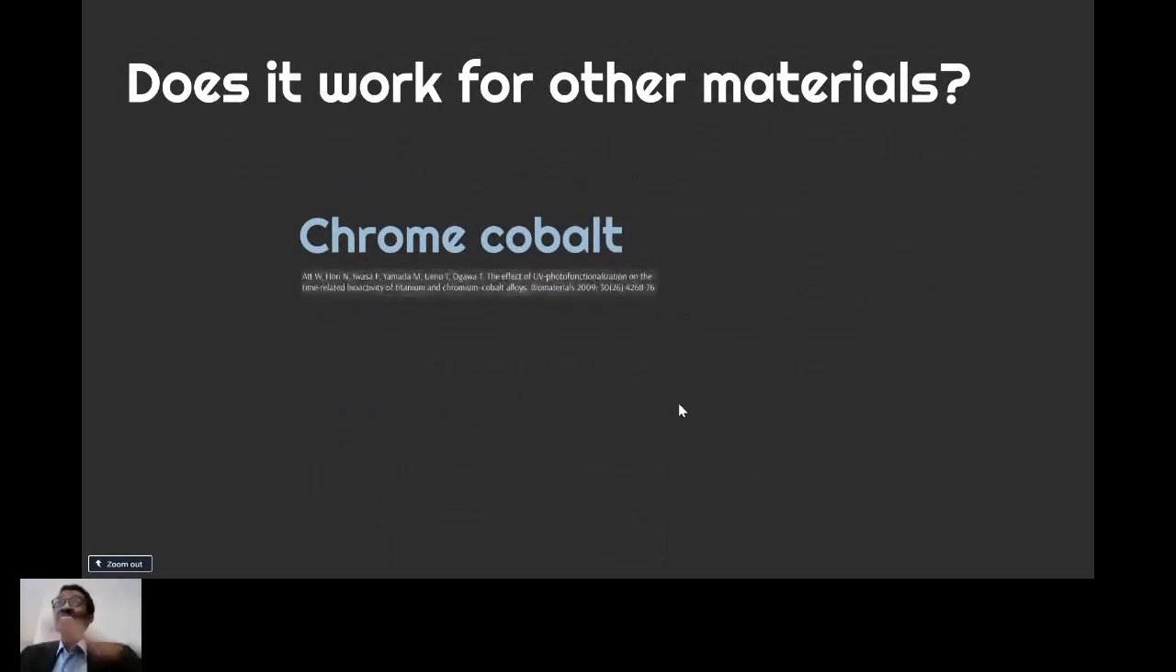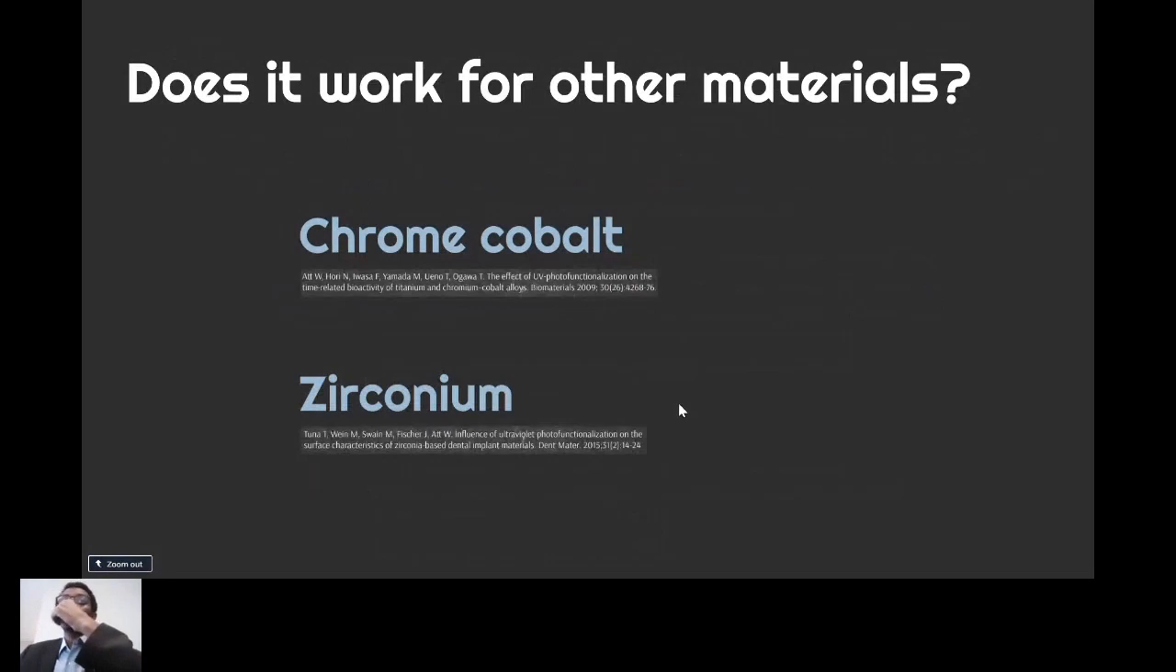Does it work for other materials? Can I use it on chrome cobalt, for example? Yes, it can. There is a little research. You can use it on chrome cobalt. And for zirconia lovers, they will ask me, can I do it? Yes, you can as well. They also did a few studies on this. Actually, you have a similar effect on these materials just by applying UV light to your surface for just a few minutes.